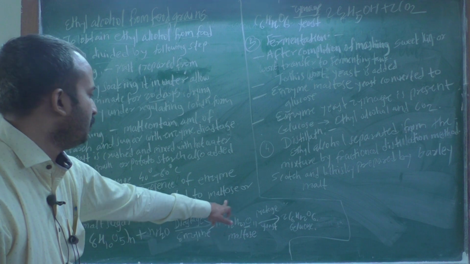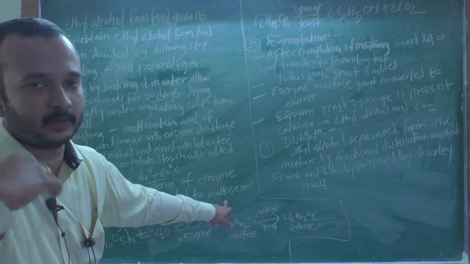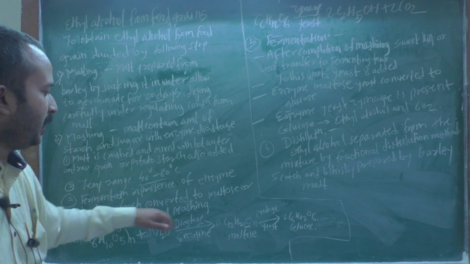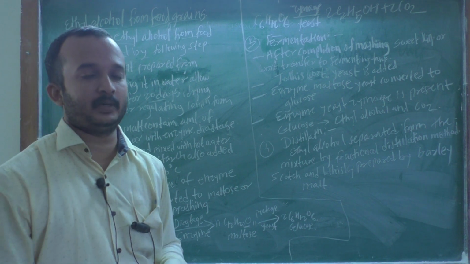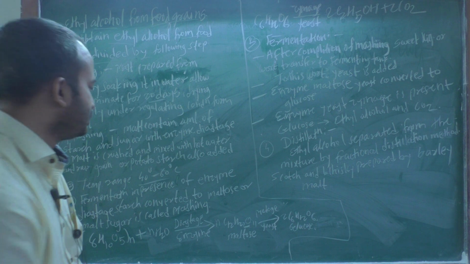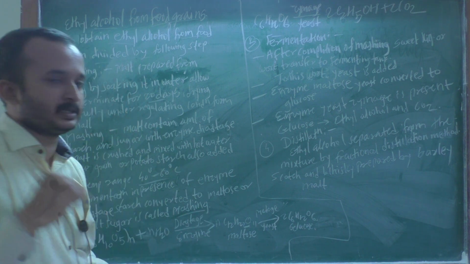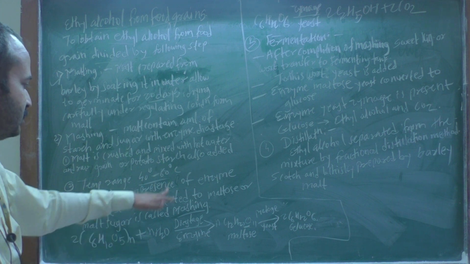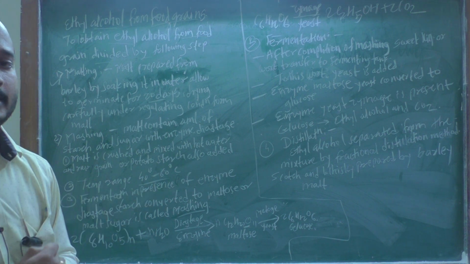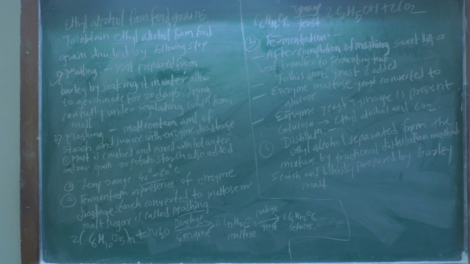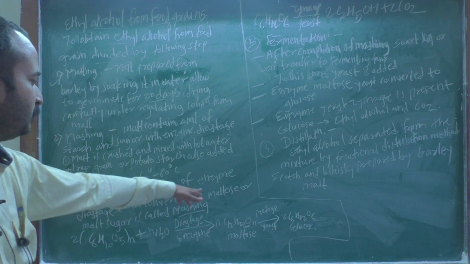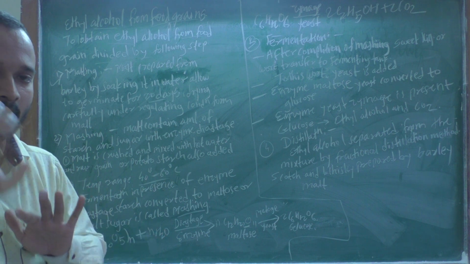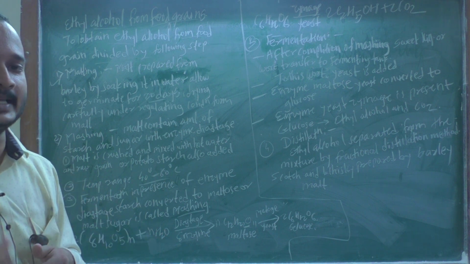produces maltose. What is produced, what is it converted into? Into maltose, or the malt sugar, and this is called mashing. So this is the definition of mashing. It is a simple definition. The definition says that in the fermentation in presence of enzyme, the starch is converted to maltose or malt sugar. It is called mashing.